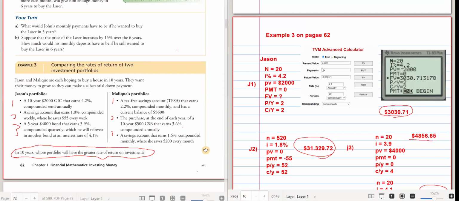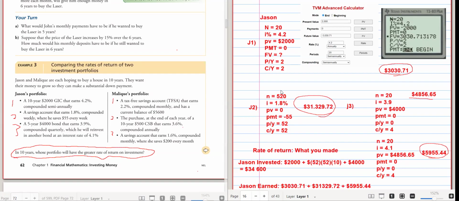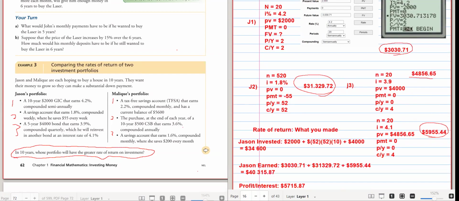But anyways, point being, investment one, 10-year, $2,000, 4.2% compounded semi-annually, $3,330.71. So Jason won. J1 is that. J2, here are my figures here. $31,329.72, right? 55 bucks a week, every single week, compounded weekly. J3, $4,856.65. Yada, yada, yada.